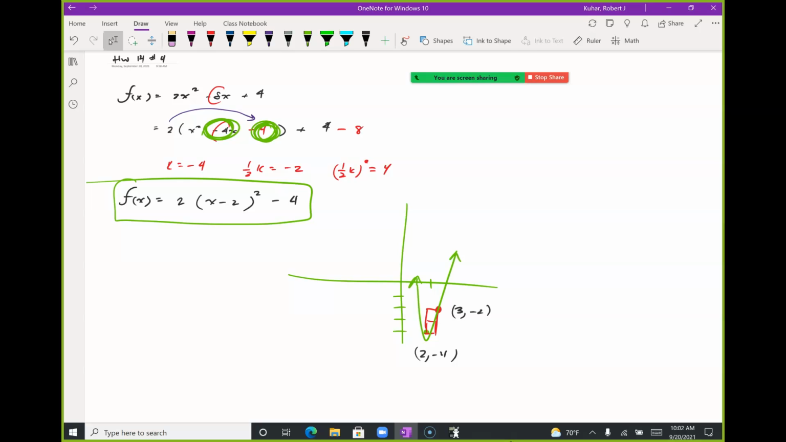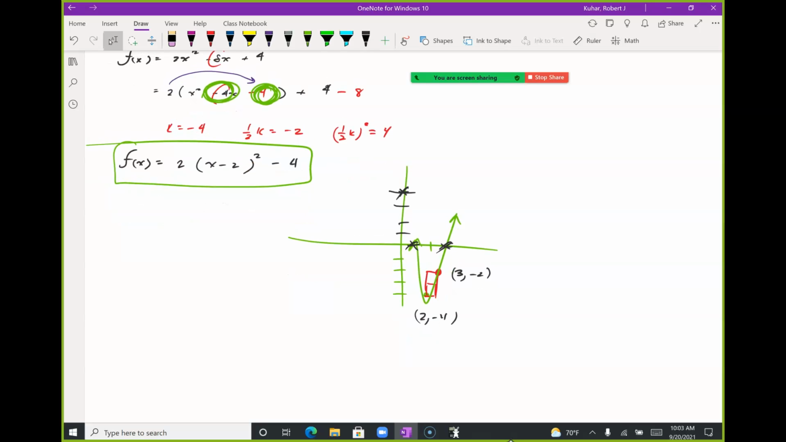So what else do we want to find? We want to find our intercepts. Let's find our intercepts. So obviously we know we have a y-intercept of 0, 4, right? But what about our x-intercepts?